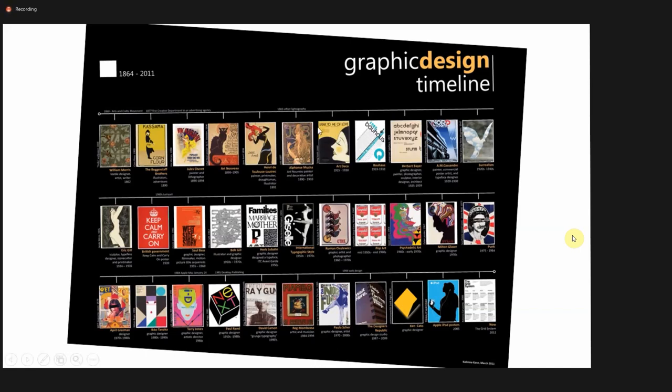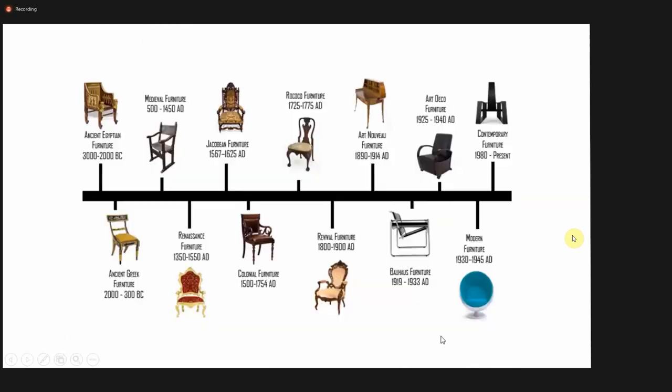And this is a graphic design timeline for you to refer to. I put this here also, to show how, with the art movements and a few advancements in graphics, the designs have changed. You can zoom in and check the timeline and all the notes there. And this shows how furniture chairs have changed from ancient Egypt to contemporary.